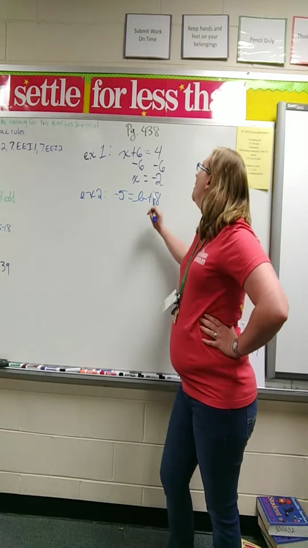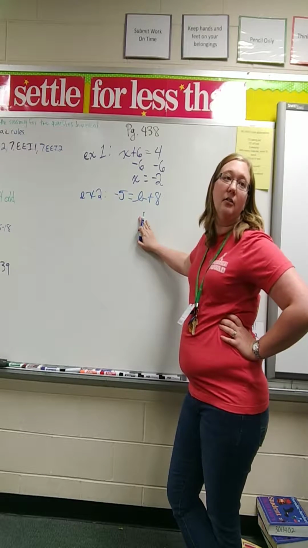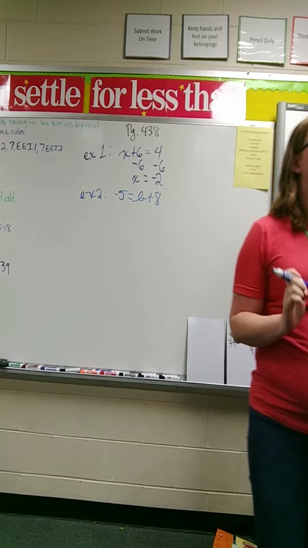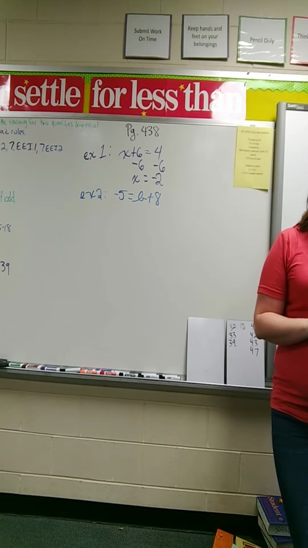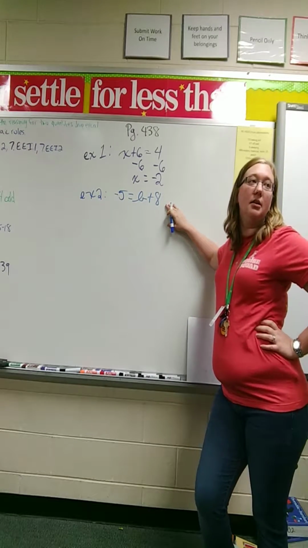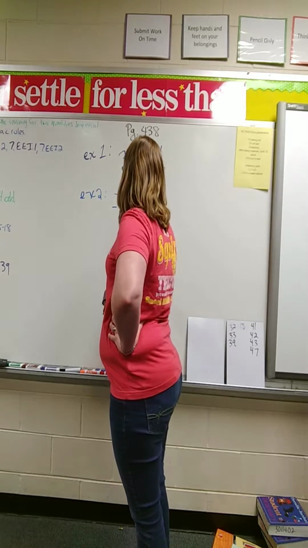Alright. In this situation, I have to get the variable b by itself. So to get b by itself, what number do I have to get rid of? 8. I have to get rid of the 8. How do I get rid of a positive 8? I subtract 8 from both sides. Okay?